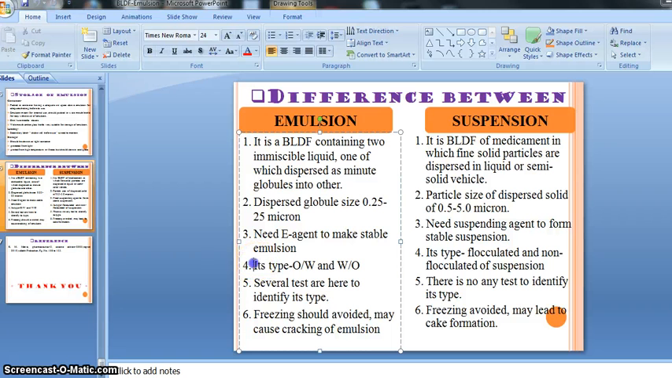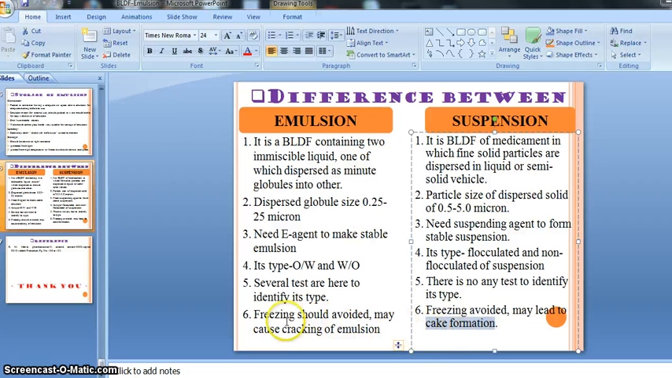So first of all, definition, globule size or dispersed phase size, then emulsifying agent or suspending agent, and our fourth point is to describe the types. Then our fifth point is the identification test. For the emulsion there is an identification test, but for the suspension there is no identification test. And the sixth point is that we should avoid storing in a freezer, because emulsion will crack and suspension will form a cake, right?